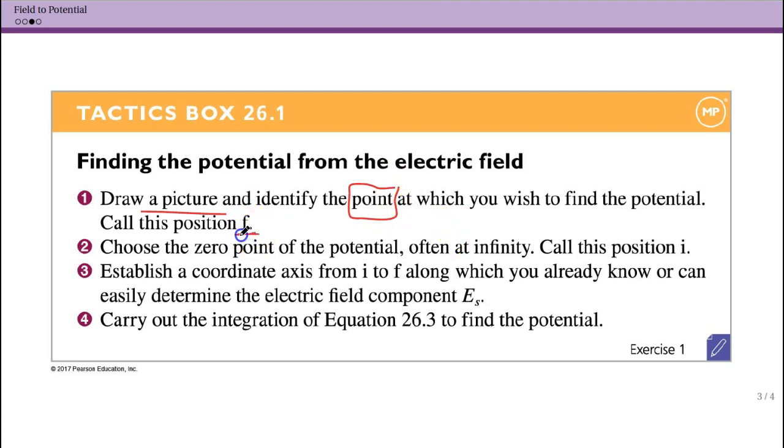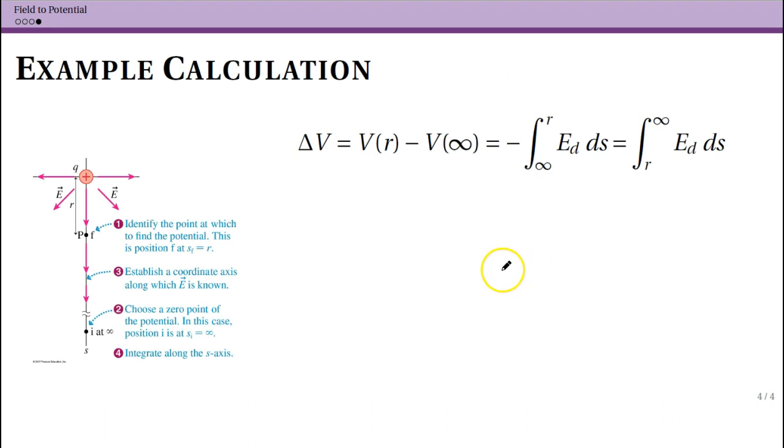call this position F. So this is our final position. Then we need our 0 point, which is normally going to be at infinity, but not always, which is our initial position. So we're integrating from infinity, or whatever your 0 point is, to your new point. We need a coordinate axis from initial to final, so from infinity to whatever, and that is one direction. And in general, that should be the direction that is aligned with our electric field. And then you integrate. So what does this look like?